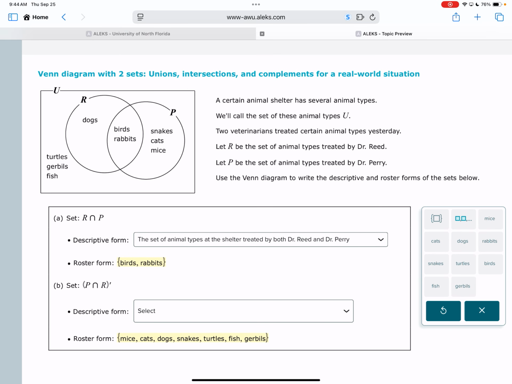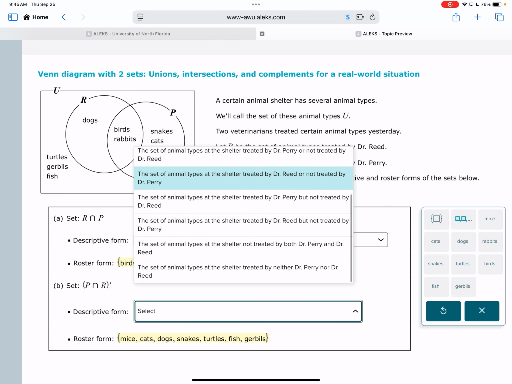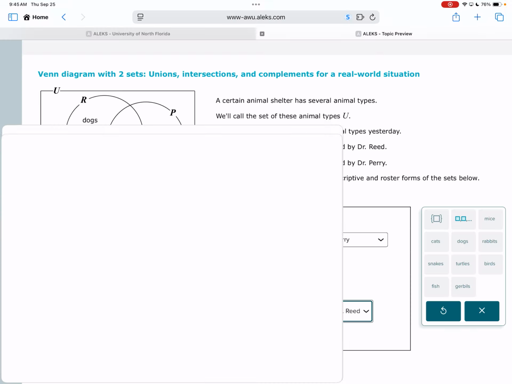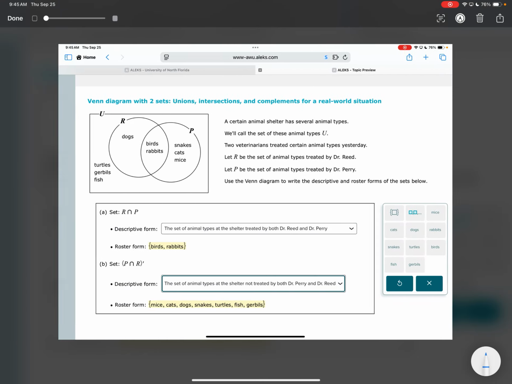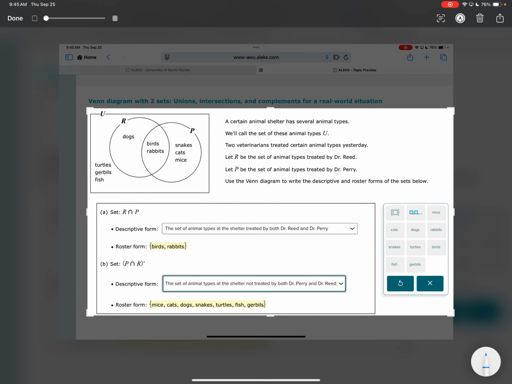So this one is saying, what do they not treat together? What is not in P and R? So that would be everything else. So this would be the one I clicked on first on accident. The set of animals at the shelter not treated by both of them. Okay, it's okay if they treat them individually, but we are looking at the not both of them. So that's kind of just combining some of the stuff that we've done so far. You might have already done that topic even. Just be careful with the wording. The wording does always get tricky on those.